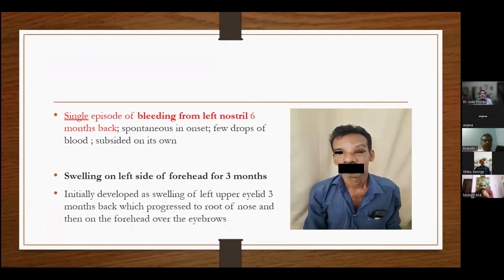So bloodstained discharge from one nose. You told sinusitis is a common cause. Which type of sinusitis causes bloodstained discharge from one nose? Which type of sinusitis specifically?